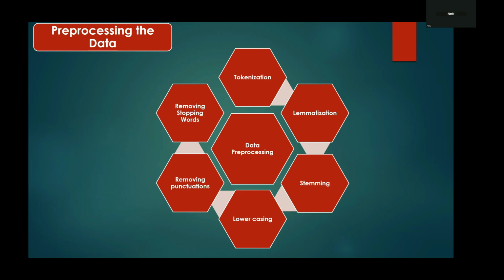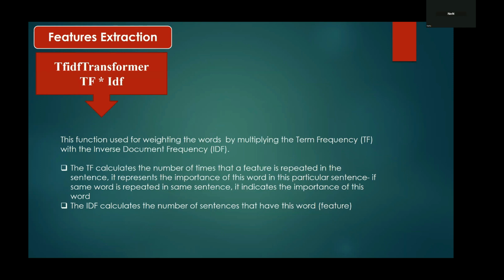And then we tokenize it into tokens understandable by machine learning. Then we have to vectorize all these tokens into numbers. For feature extraction, we use the TF-IDF transformer function. The TF is the term frequency, for weighting the words in order to convert these tokens into numbers. Term frequency is how many times the same word is repeated.